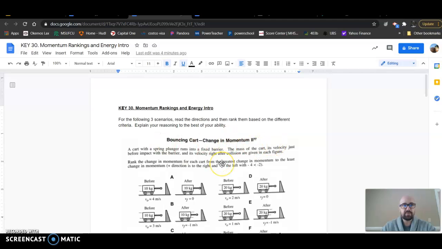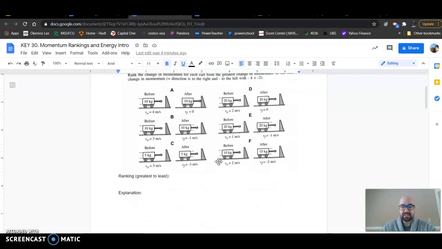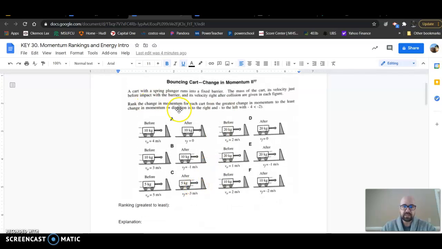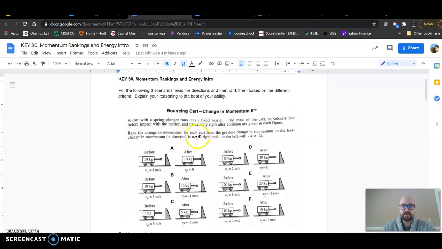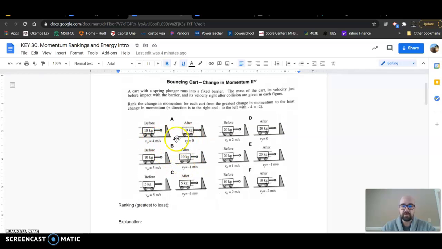And what's up, guys? Welcome back. This is the key for the momentum rankings and energy intro that we did last week. So this first one, we had to rank on the change in momentum. So what you've got to do is compare the before and after here for all of these.